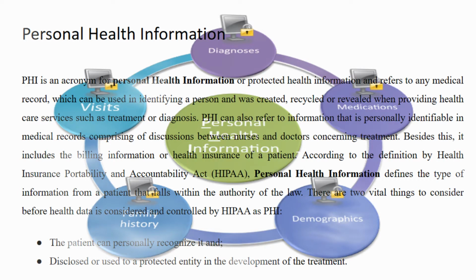Besides this, it includes the billing information or health insurance of a patient, according to the definition by the Health Insurance Portability and Accountability Act (HIPAA). Personal health information defines the type of information from a patient that falls within the authority of the law. There are two vital things to consider before health data is considered and controlled by HIPAA as PHI. The patient can be personally recognized from it, and it is disclosed or used to a protected entity in the course of treatment.